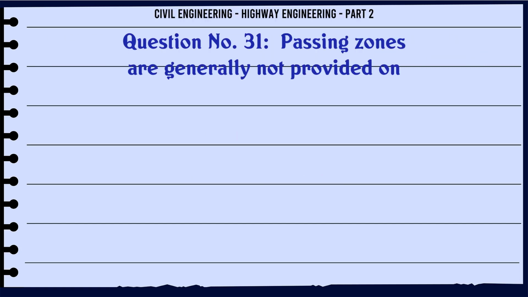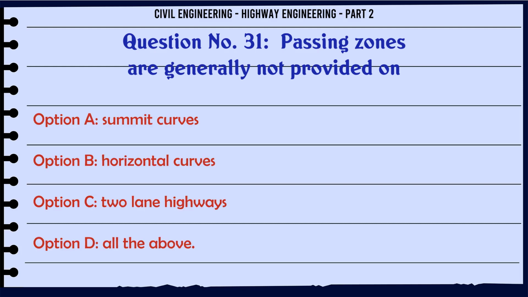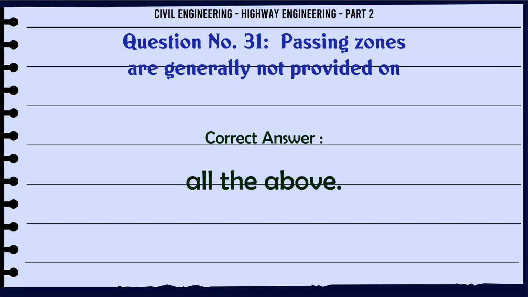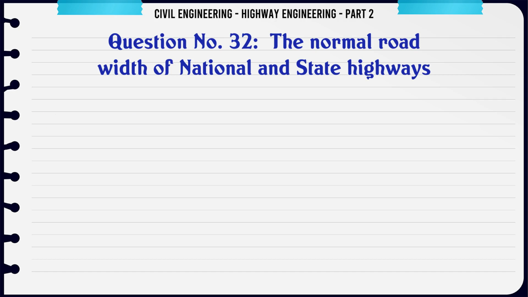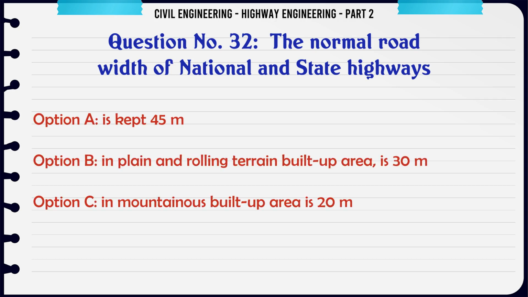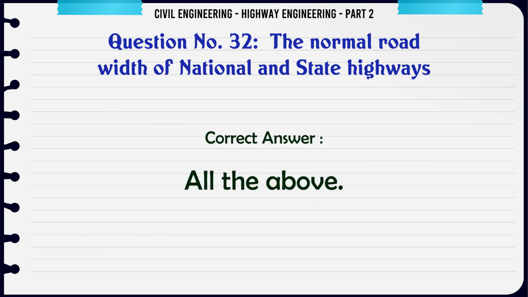Passing zones are generally not provided on A. summit curves, B. horizontal curves, C. two-lane highways, D. all the above. The correct answer is all the above. The normal road width of national and state highways: A. is kept 45 m, B. in plain and rolling terrain built-up area is 30 m, C. in mountainous built-up area is 20 m, D. all the above. The correct answer is all the above.